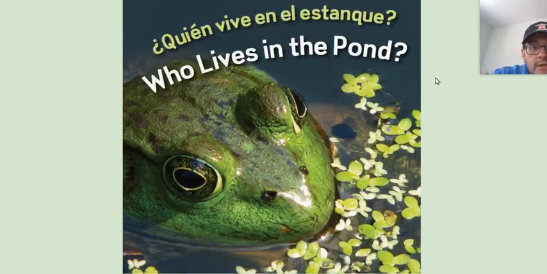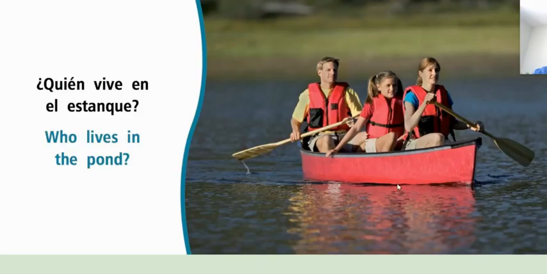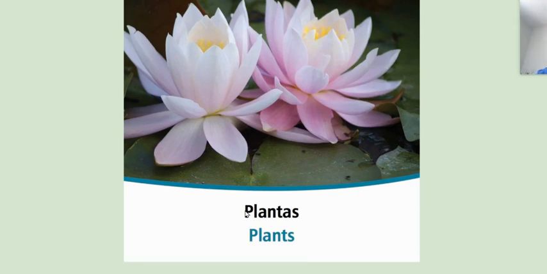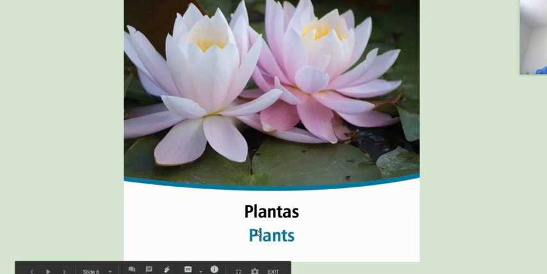Okay. So mira. ¿Quién vive en el estanque? Who lives in the pond? ¿Quién vive en el estanque? Who lives in the pond? So these have one word on each page. It's a super simple book, but it's cool to learn different languages, right? For those of you who don't know Spanish, and for those of you who know Spanish, it's cool too, because a lot of these words are similar and you already know them, so you'll feel like a super expert too.